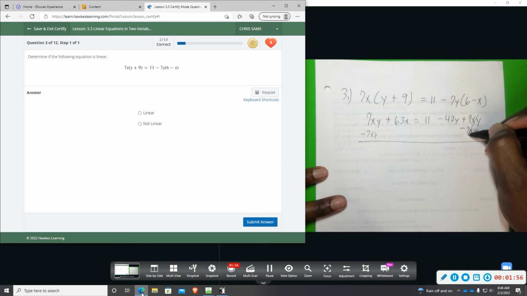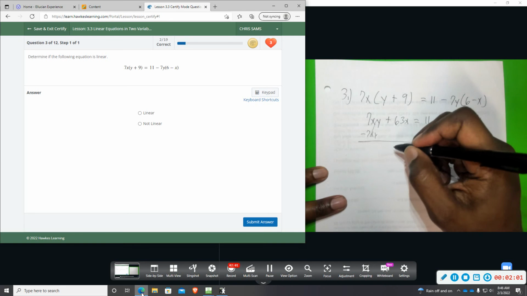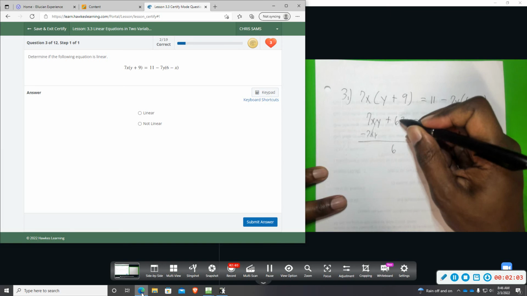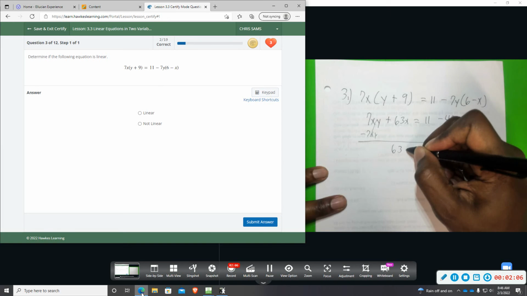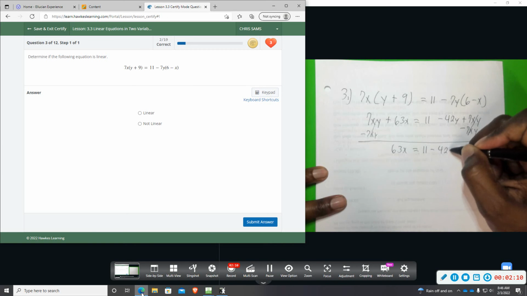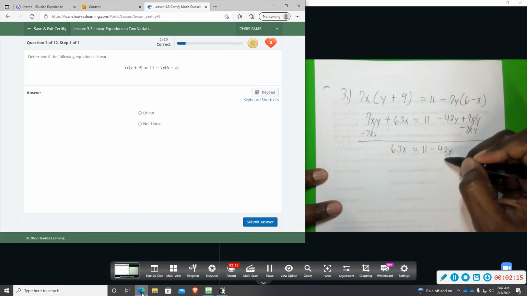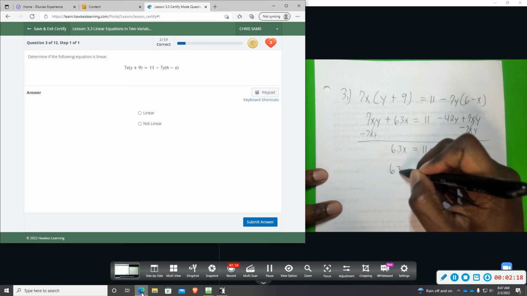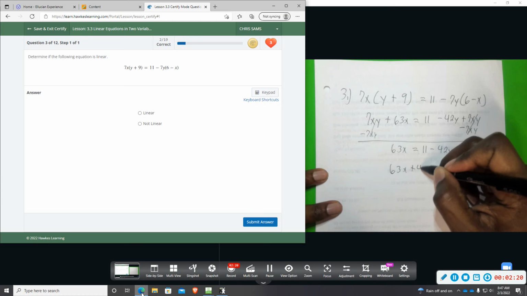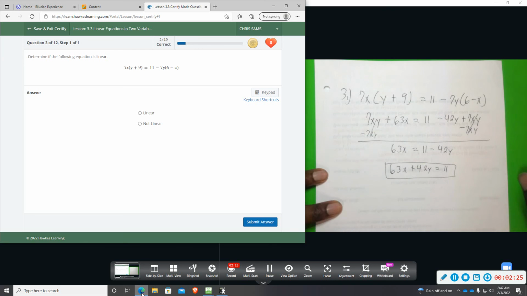Okay, 7xy will cancel out over here and here, so it gets wiped out. So the problematic term has been eradicated. So bring down the 63x equals 11 minus 42y, and then at that point, if you add the 42y, that will give us 63x plus 42y equals 11. So I went ahead and put in standard form, and we can see that it is definitely linear. So I'm going to mark linear.